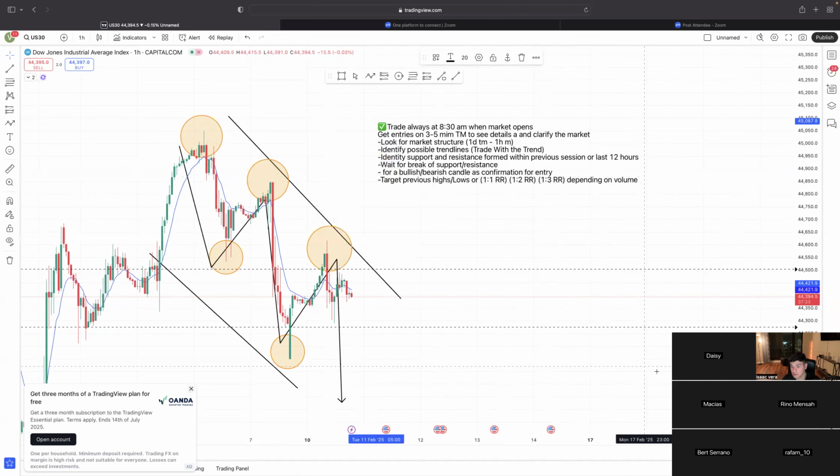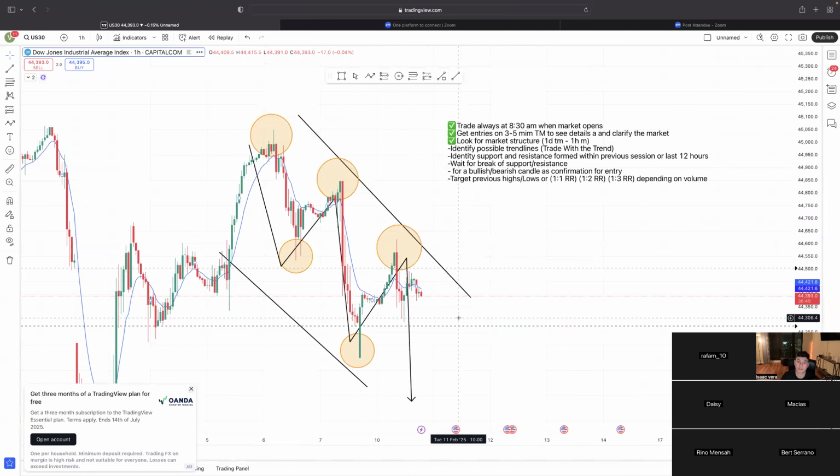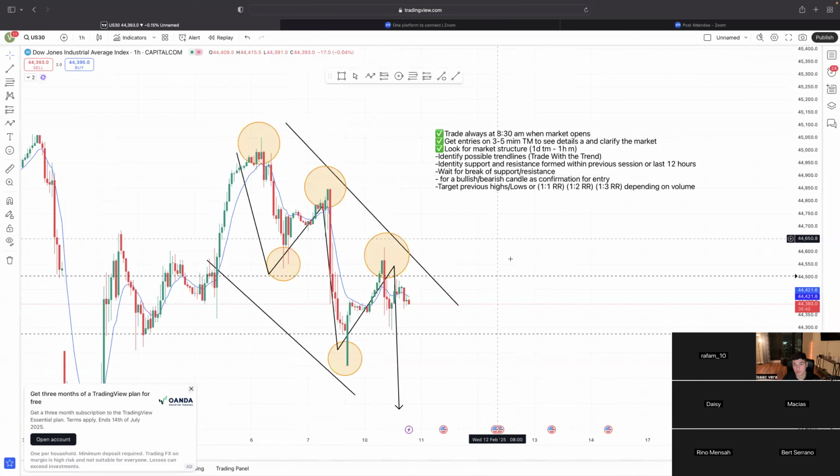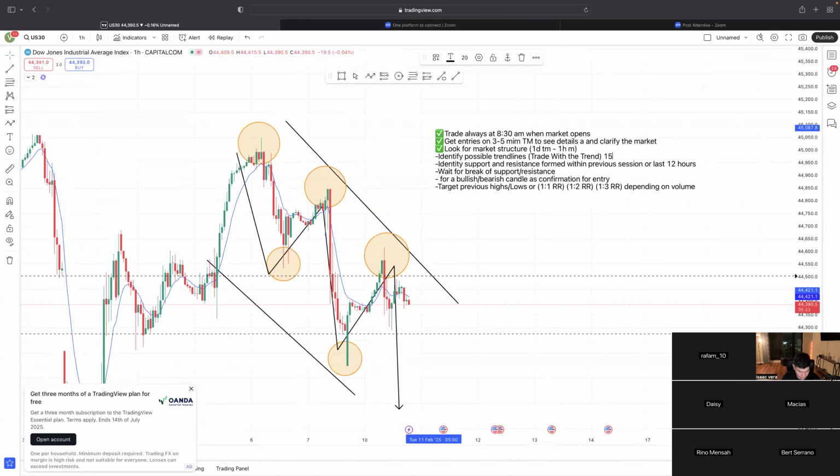After we look for market structure, that's when we decide if we're gonna take buys or sells. As you can see, lately we have been on a bearish market structure. We've been forming lower highs and lower lows. After we identify market structure on the daily or the 1 hour time frame, I'm gonna identify possible trend lines in the 15-minute time frame. I'm gonna write it down here. I do this in the 15-minute time frame.